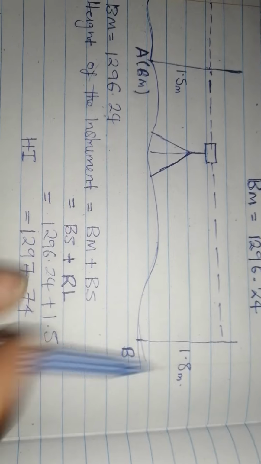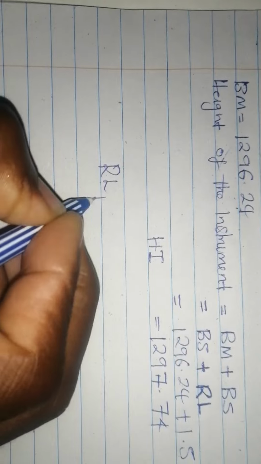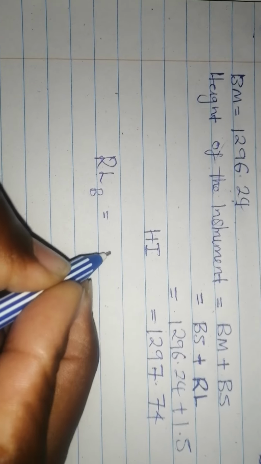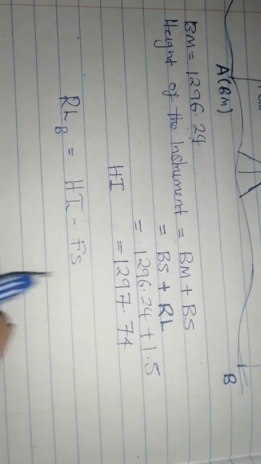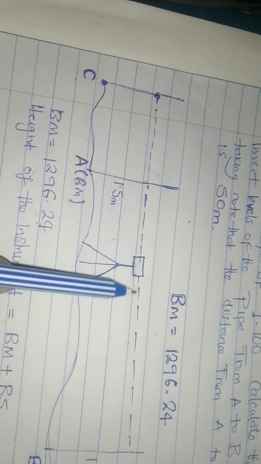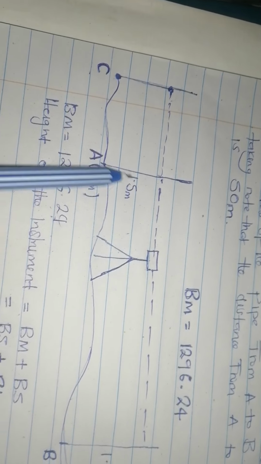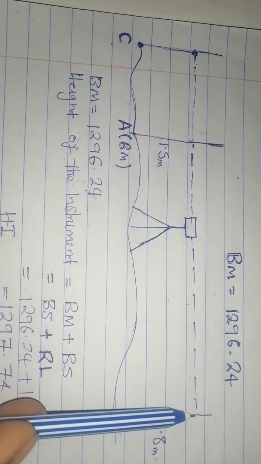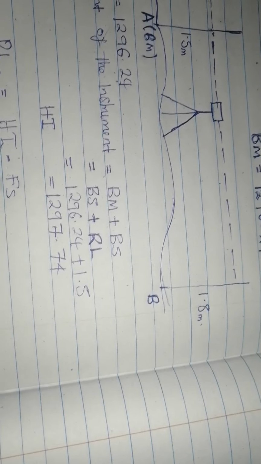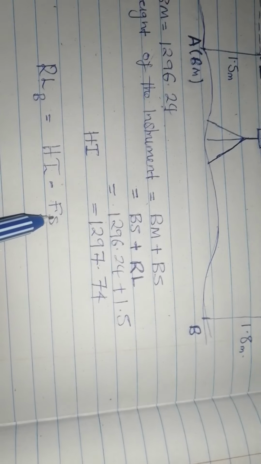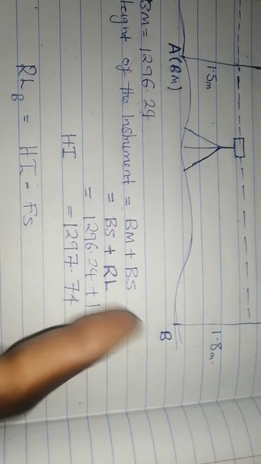So to find the reduced level at B, we are going to say reduced level at B is equal to the height of the instrument minus the foresight. Now the foresight is what you are reading. When you orient your machine to the benchmark, which is known, we call that the backsight. To the new position, we call that the foresight. So you subtract your height of the instrument minus the foresight, which is the reading at that particular point.